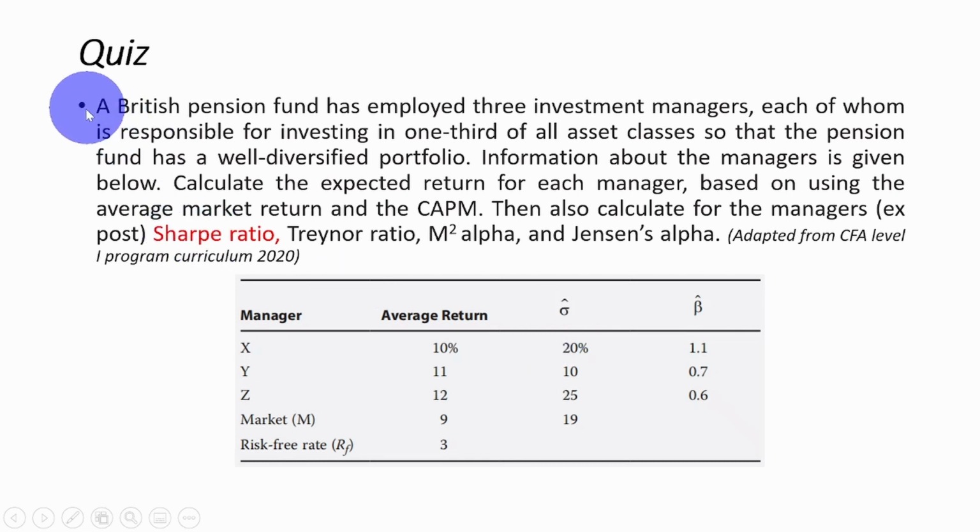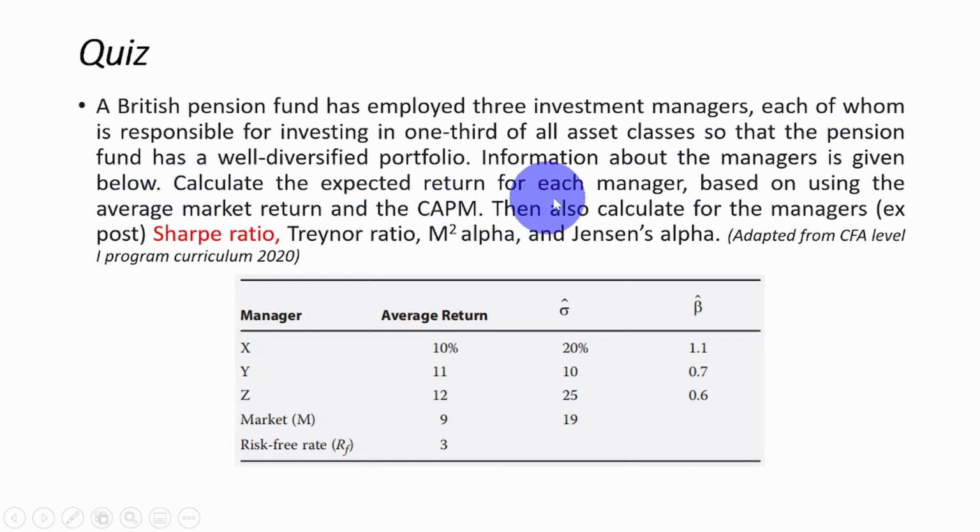So let's take an example and see how we compute Sharpe ratio. In this quiz, which we adapted from CFA Level 1 Program Curriculum 2020, a British pension fund has employed 3 investment managers, each of whom is responsible for investing in 1/3 of all asset classes, so that the pension fund has a well-diversified portfolio. Information about the managers is given below.